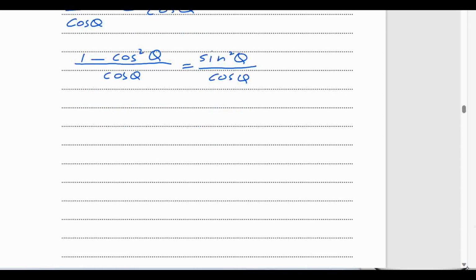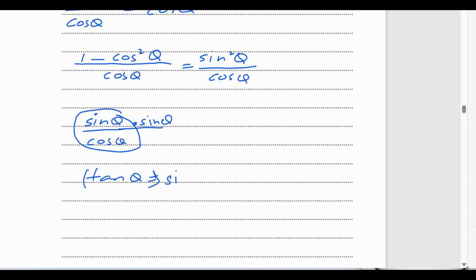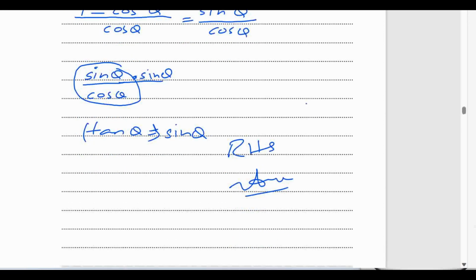So now we can write it as sine theta by cos theta into sine theta. Now this portion will be equal to tan theta. So tan theta into sine theta. Now this is the right hand side and this will be the final answer. I hope that the concept is clear. Let's move on to the next question.